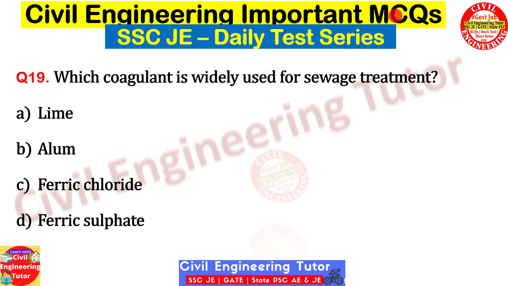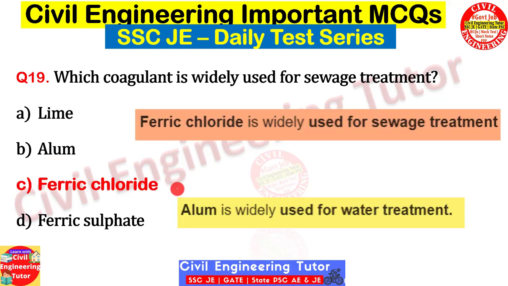Okay. Next, which coagulant is widely used for sewage treatment? Lime, alum, ferric chloride, ferric sulfate. And the correct answer for this case will be ferric chloride. Just remember this, that alum is mainly used for water treatment, but ferric chloride is used for sewage treatment. So just remember this thing.